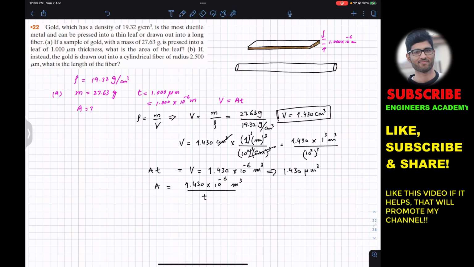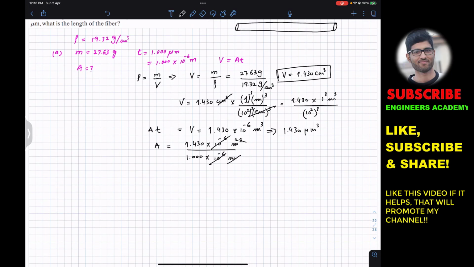Now the thickness is given in meters as well. This is 1.000 into 10 raised to the power minus 6. So let's put in that value. This is 1.000 into 10 raised to the power minus 6 meters. So 10 raised to the power minus 6 cancel out, 1 meter cancel out. So we are left with meter square, which is the unit of the area. So this is equal to 1.430 square meters. So this is the area of that leaf.